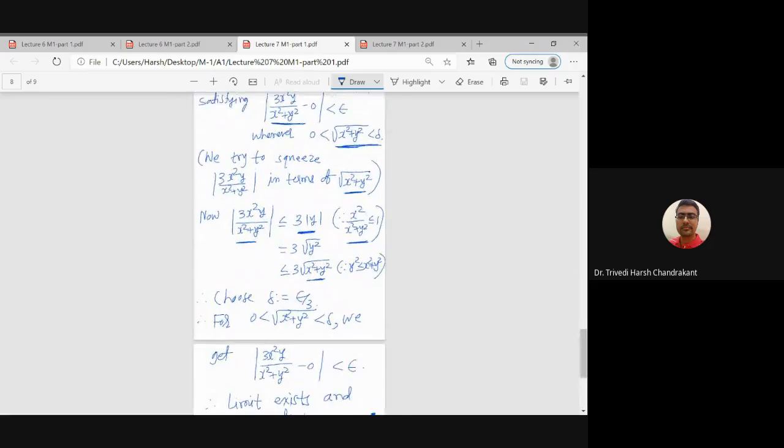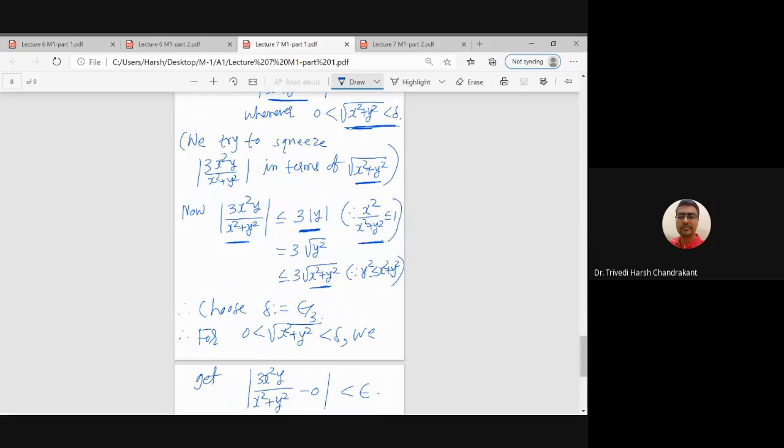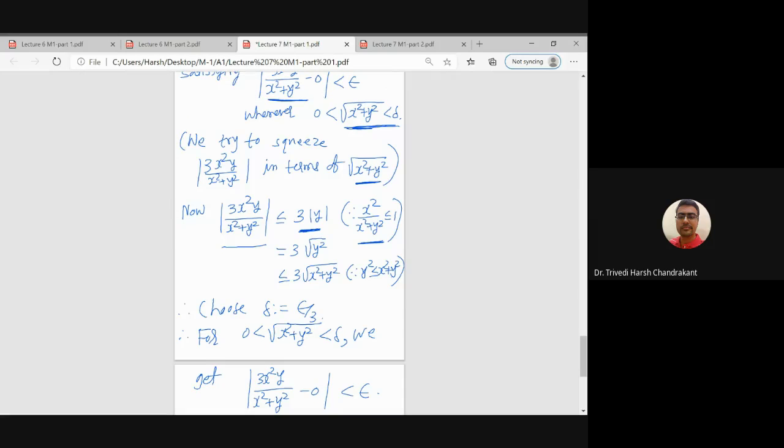So basically we got this function, 3 modulus of 3x square y by x square plus y square, less than or equal to this quantity. We know that x square plus y square is less than delta. We want to choose such a delta. So that means what? This will be less than 3 times delta, right? So this quantity we got is less than 3 times delta, if we choose such a delta.